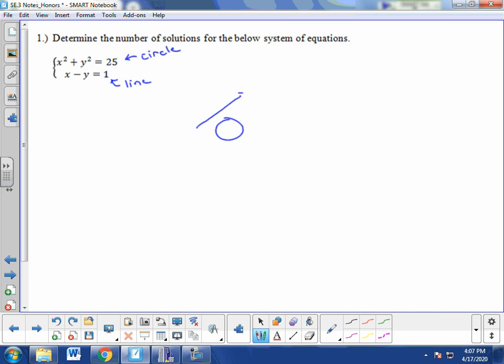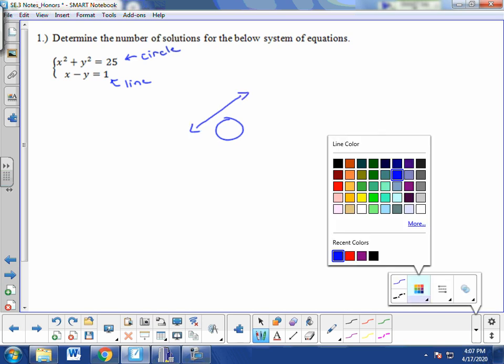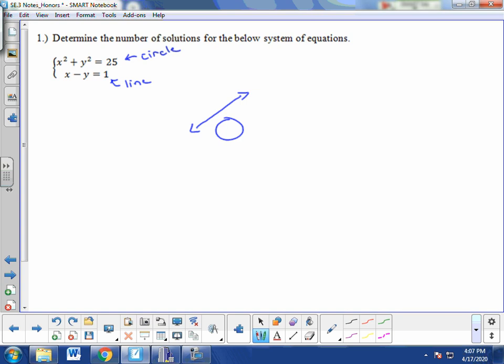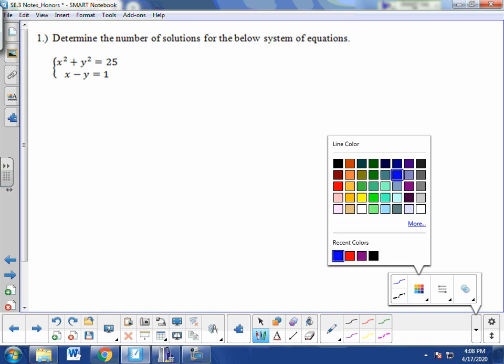We could have a line that intersects 0 times, so there could be no solution. We could have a line that intersects twice, so maybe 2 solutions is the answer that we're looking for. Or we could have a tangent line that intersects once, and there we might be looking for 1 solution. So we're unsure. We know that a circle and a line can intersect 0, 1, or 2 times, so the number of solutions is either going to be 0, 1, or 2. To figure out how many, we need to take a look at the graph.